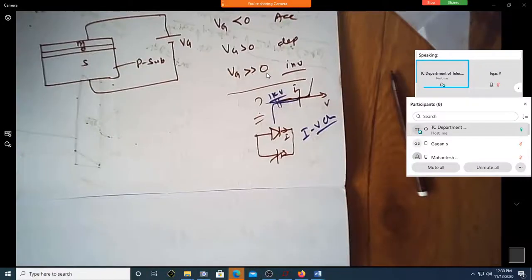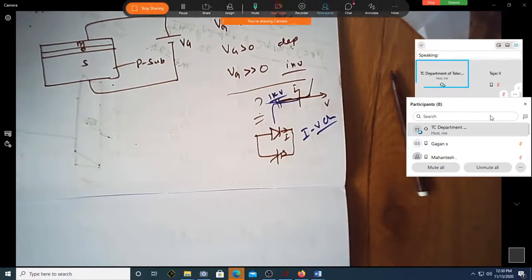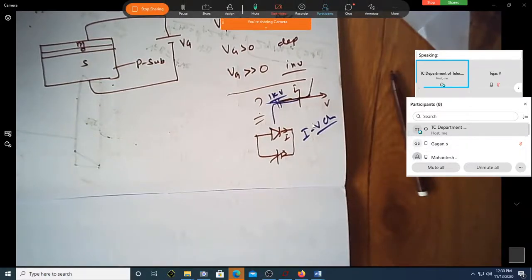Why is it called IV characteristics? Because you are applying the voltage and getting the current.